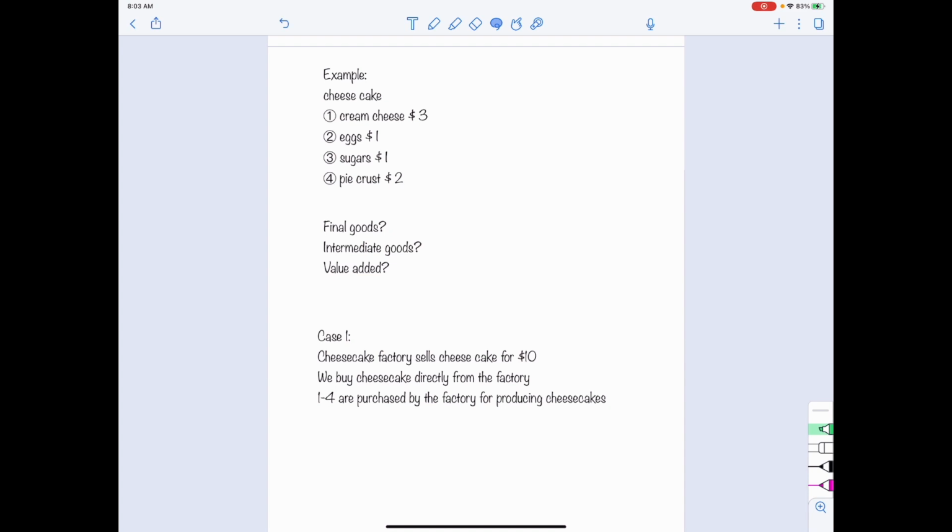Therefore, the value of the cheese, cream cheese, the eggs, the sugar, and the pie crust belong to the value of the intermediate goods. Finally, we want to know what is the value added of this factory.